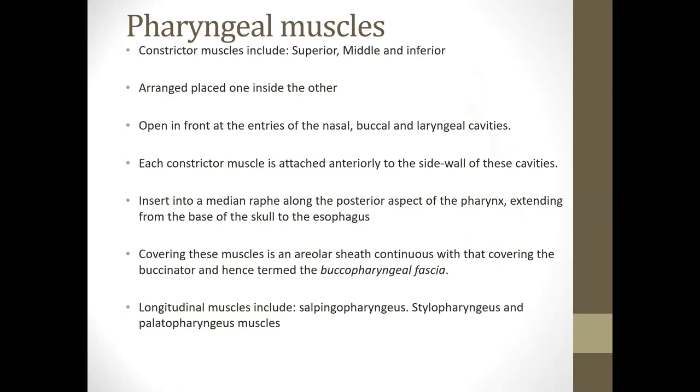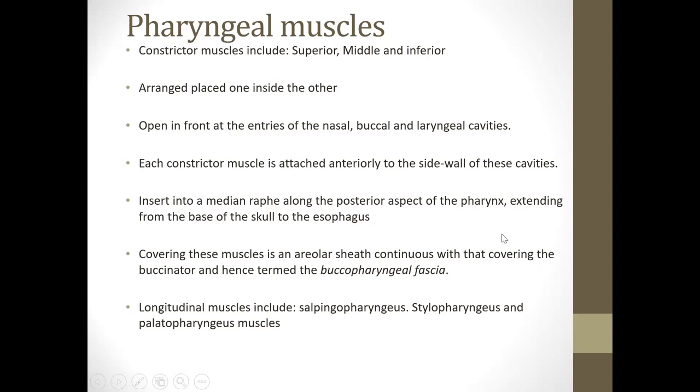The pharyngeal muscles, we said we have two: the constrictor muscles and the longitudinal muscles. The constrictor muscles, we have the superior, middle, and inferior. They are arranged one inside the other, so they overlap each other. And they're open at the entrance of the nose, the mouth, and the larynx. Each constrictor muscle comes from its attachment and inserts on the median raphe along the posterior aspect of the pharynx.